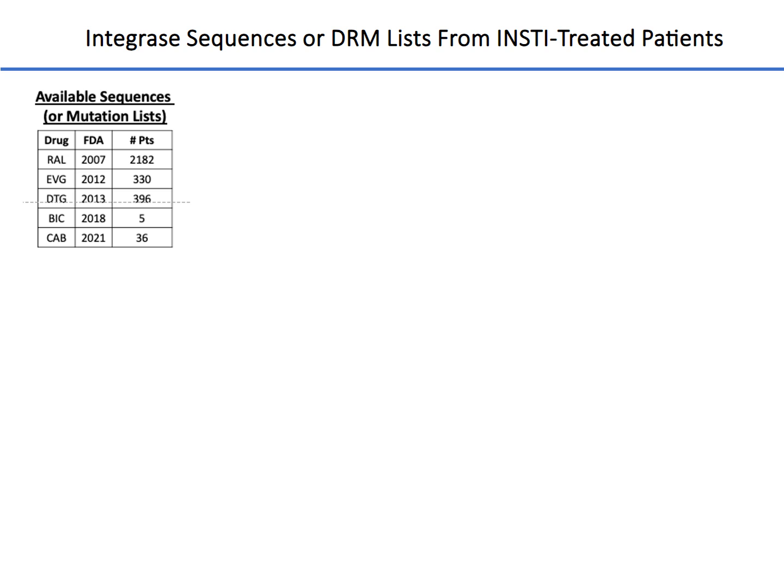The Stanford database contains integrase sequences from about 30,000 INSTI-naive persons and from about 3,000 INSTI-experienced persons. Ideally, we would like to have complete integrase sequence data from each patient, but for the second-generation INSTIs, we often only have the list of drug resistance mutations provided by authors, which could be missing important data. Additionally, there are few data available from persons who receive bictegravir or cabotegravir.